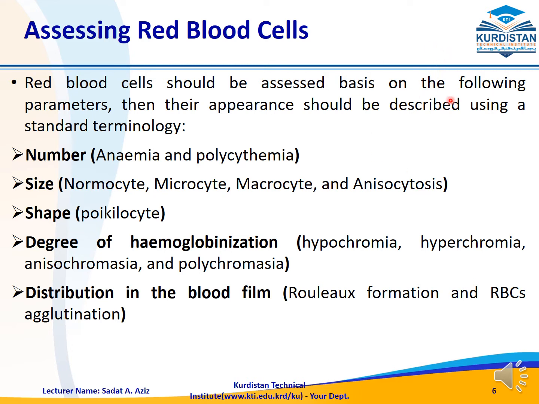So red blood cells should be assessed based on the following parameters, and their appearance should be described using standard terminology. The parameters which can be used to assess the red blood cells include the number of circulating red blood cells, the size of the cell, the shape of the cell, which is also important, and the degree of hemoglobin accumulation, or hemoglobinization.